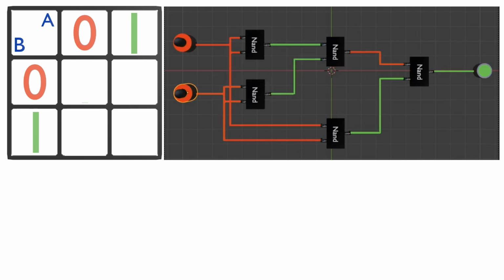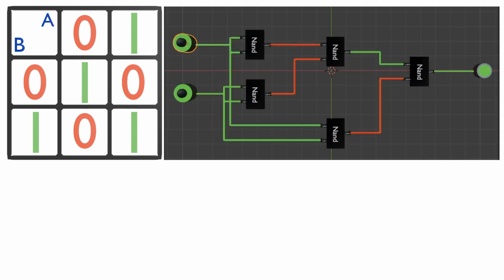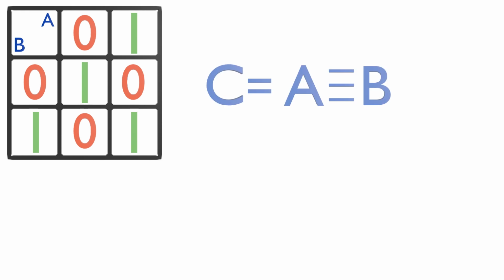Now let's modify the last circuit a little. As you can see, this results in the exact opposite of the last circuit. Therefore this circuit is also called non-exclusive OR, or even equivalence, since it only results in 1 if both inputs are the same. The symbol we use here is 3 lines on top of each other.